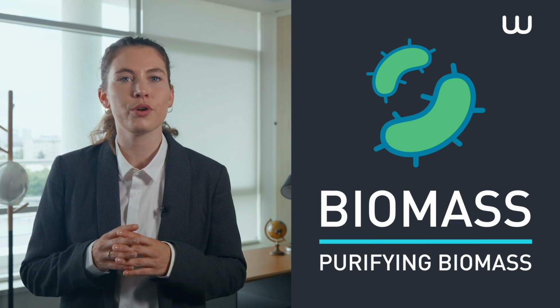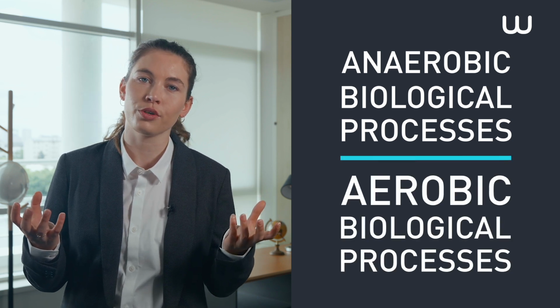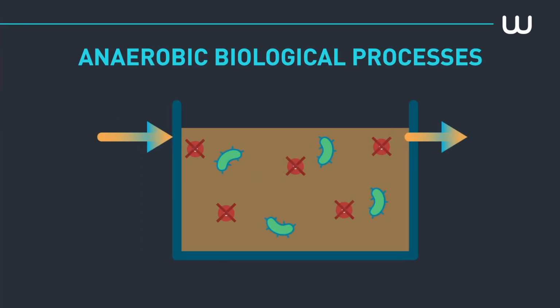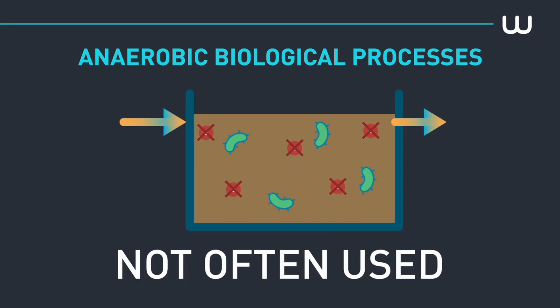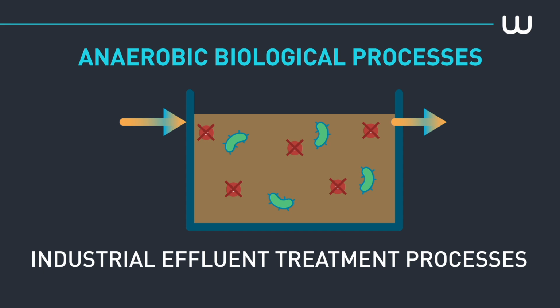There are two types of processes in secondary treatment: anaerobic biological processes and aerobic biological processes. Anaerobic processes are carried out in the absence of oxygen in a molecular form or in the combined form with another chemical element. These are not often used in wastewater treatment processes unless phosphorus is going to be treated in a secondary treatment process. They will be encountered more frequently in sludge treatment processes or in industrial effluent treatment processes.